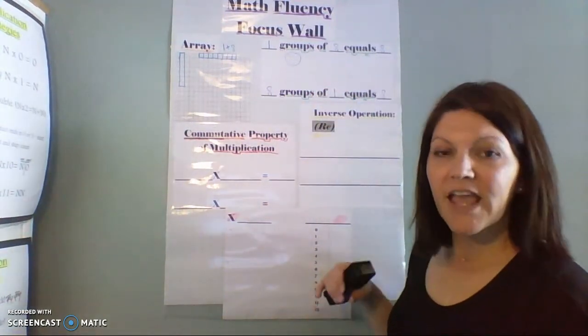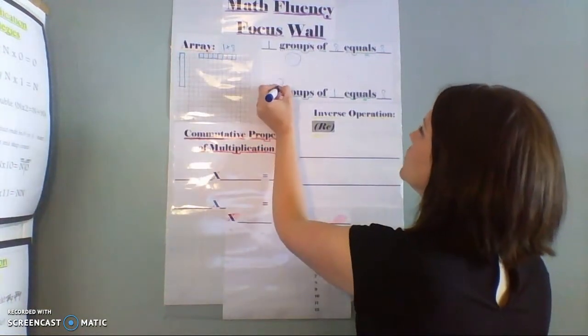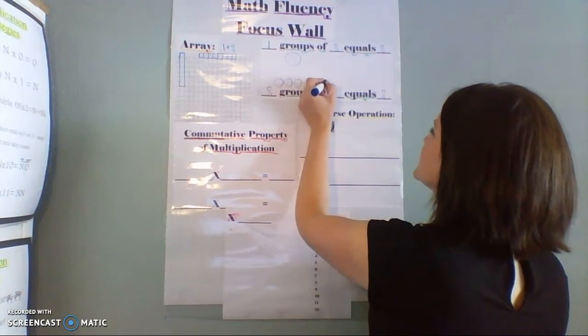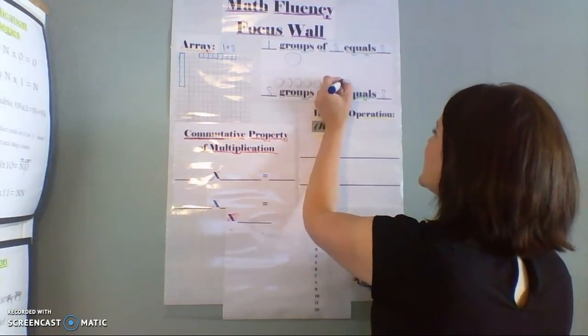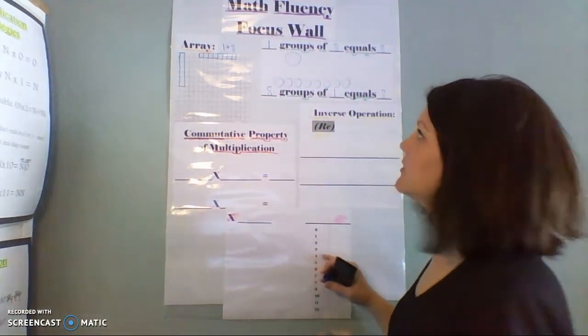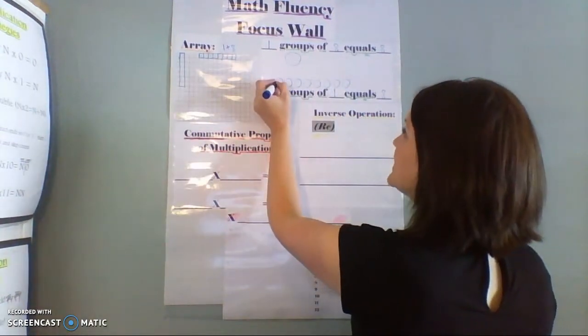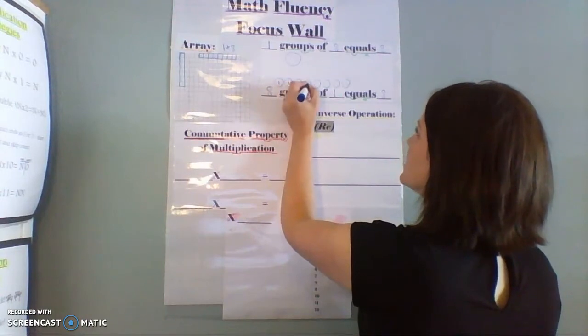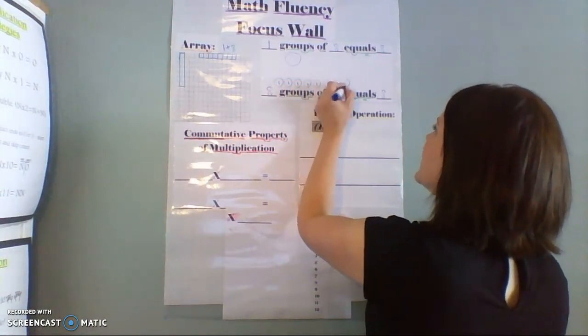So this time we're going to have 8 groups. 1, 2, 3, 4, 5, 6, 7, 8. And how many are going to be in each group? 1. And I can even draw the number 1. 1, 2, 3, 4, 5, 6, 7, 8.